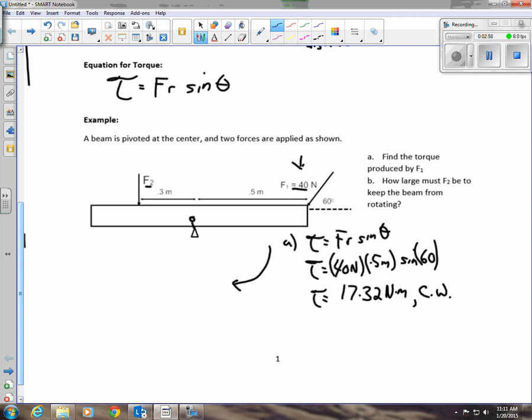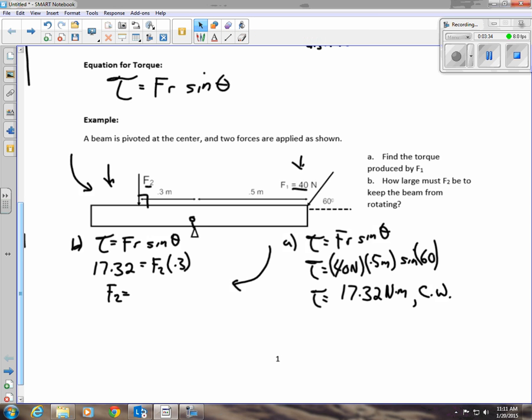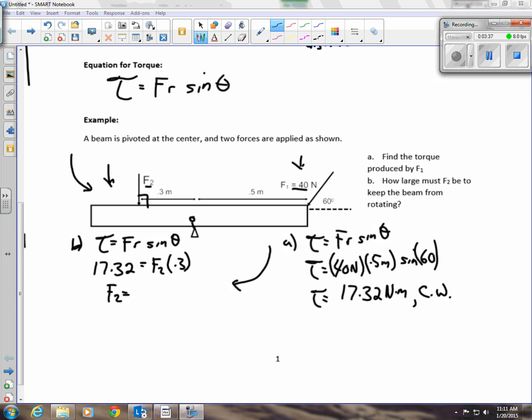Now, part B, okay, what does F2 have to be to keep the beam from rotating? So to make it not rotate, my torques have to cancel. So I can use the same equation. Okay. I have to have the same torque. This time I'm going to be counterclockwise because pushing down on this side is going to make the beam rotate like that. Equals F2. R is 0.3. And when I make a right angle like this, I don't have to worry about the sine theta. Sine 90 is 1. So then F2 is equal to 57.7 newtons.